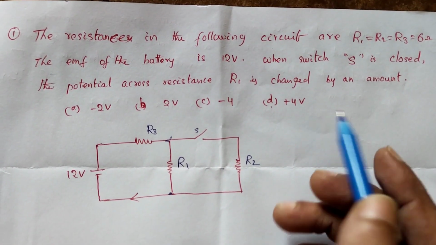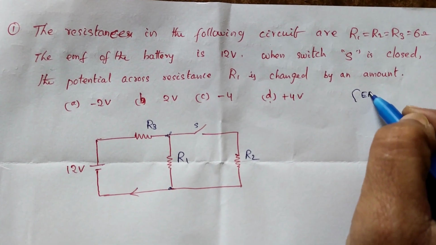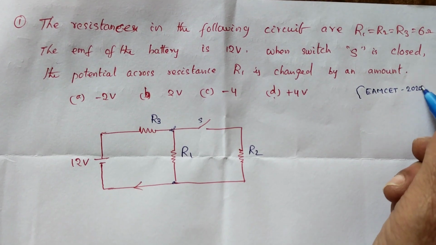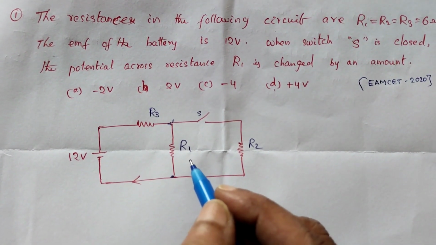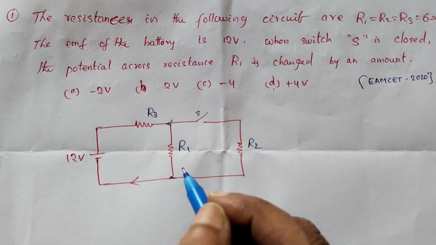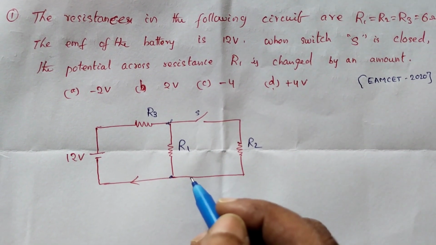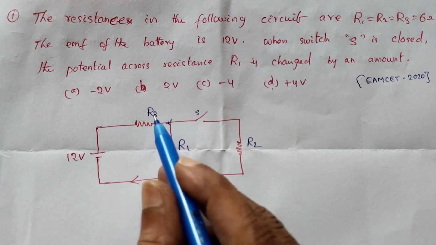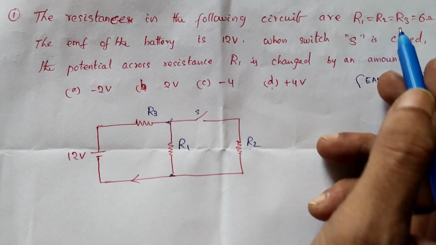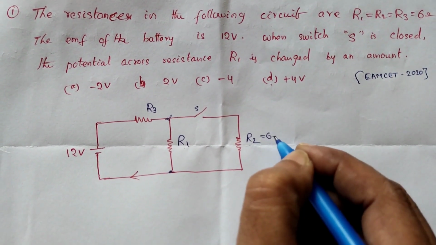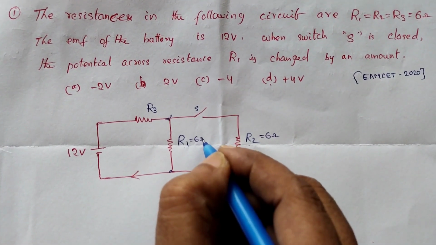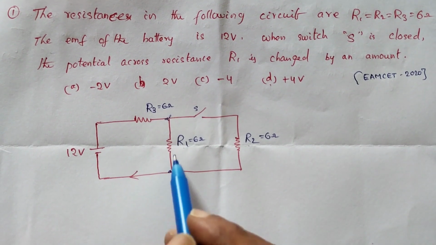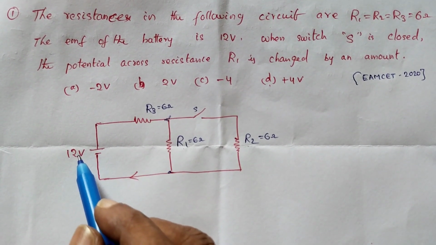This is an Eamcet 2020 problem. So you see this one, this is resistance R1, this is R2, this is R3, all are equal here. This one is 6 ohms, this one is 6 ohms, this one is 6 ohms, as given. So this circuit is connected to a 12 volts battery.